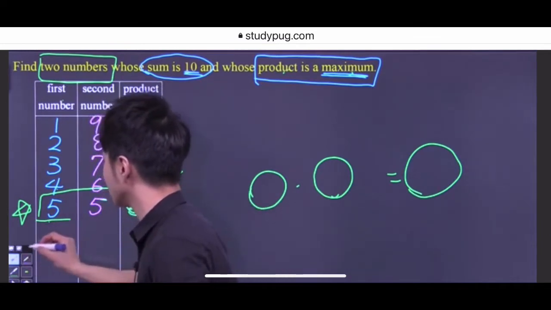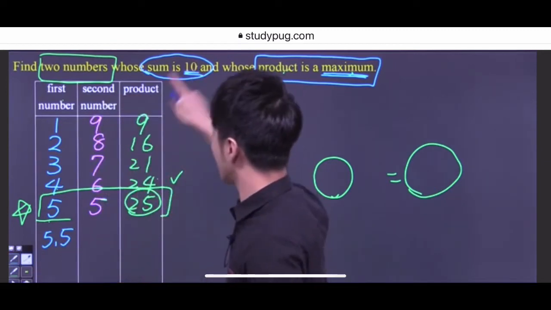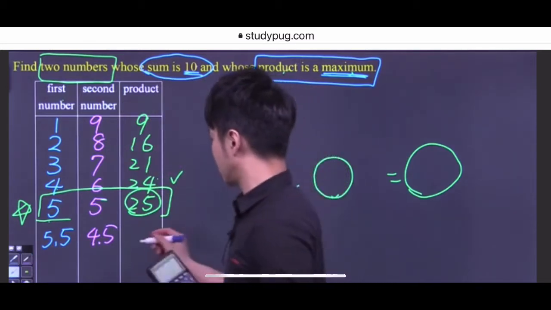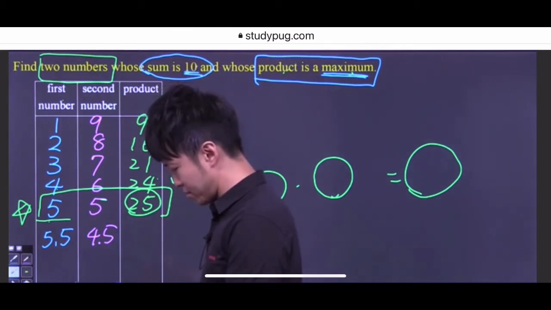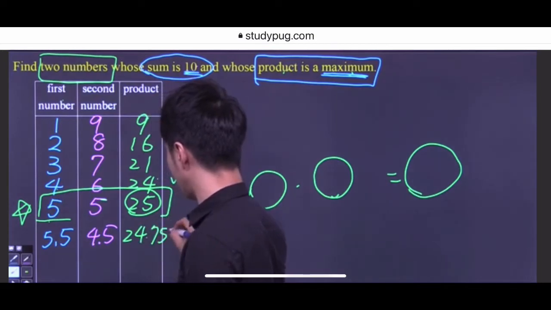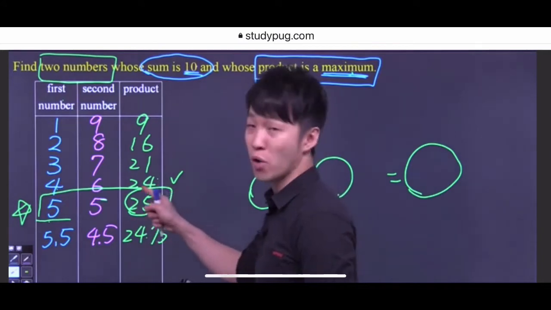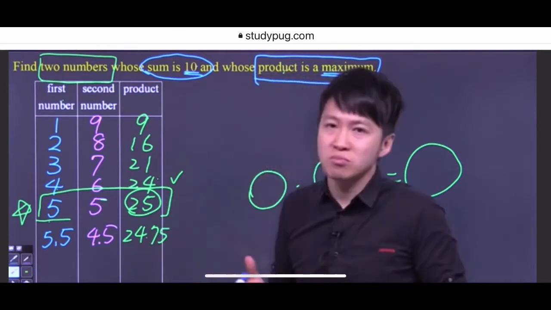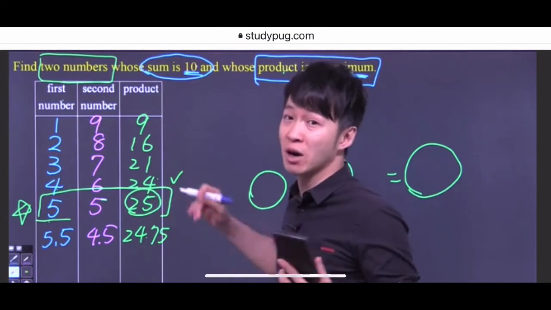So first number, let's make the first number, say, 5.5. And the second number will be 10 minus 5.5, that's 4.5, right? Now, let's look for the product. So 5.5 times 4.5 will give us a product of 24.75. So we get a product that's slightly smaller than the maximum product we've got so far, okay? But we shouldn't stop though, right? Because we really have to consider all possible cases in order for us to make a very safe conclusion, right?